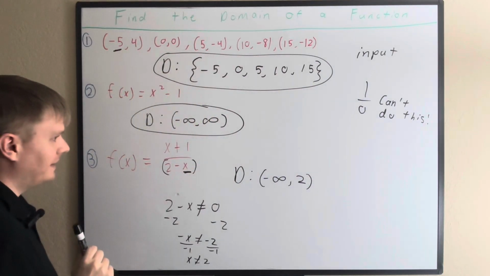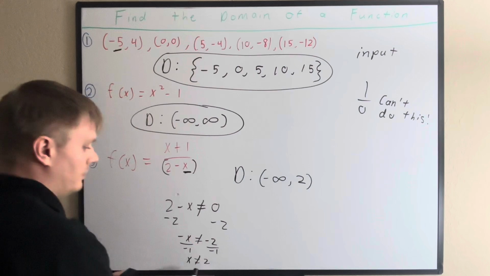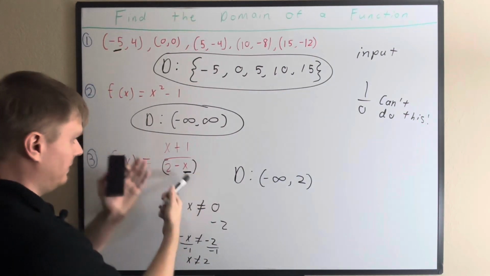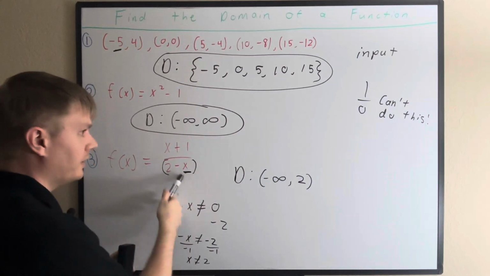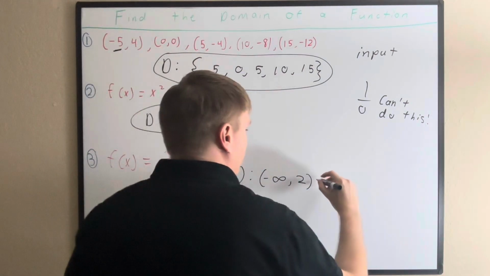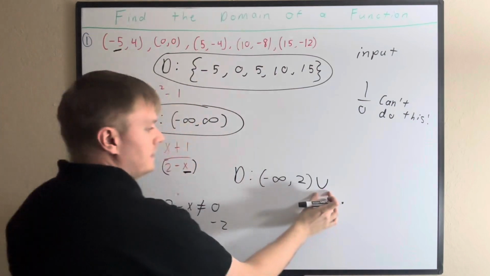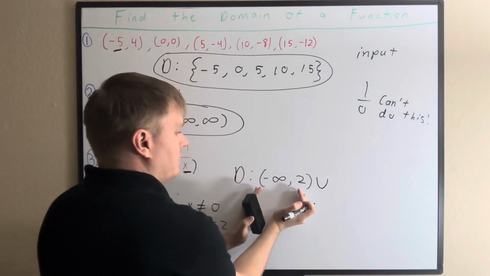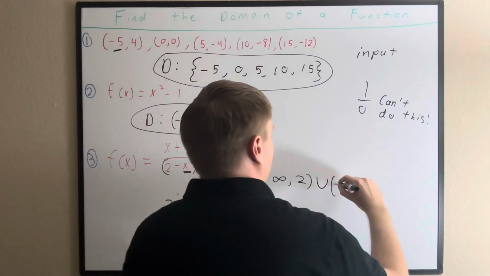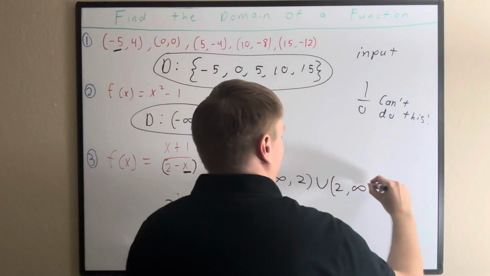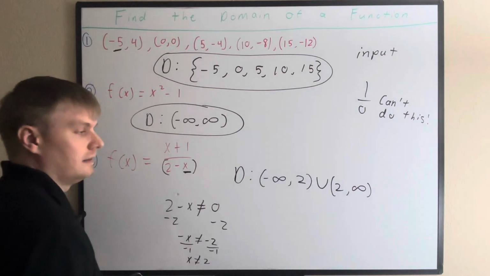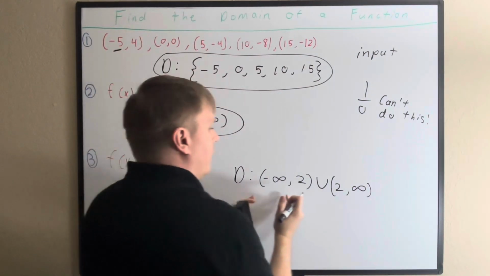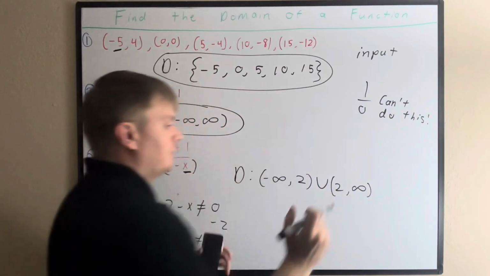But we're not done yet. Can we go above 2? Yeah, sure, 2 minus 3, it's negative 1. I mean, it's still not 0. So yeah, that would be okay. So we put this symbol in there, which means in union with. So we have this section of our domain in union with 2 to positive infinity. That's just the interval notation way of saying all real numbers except for the number 2.